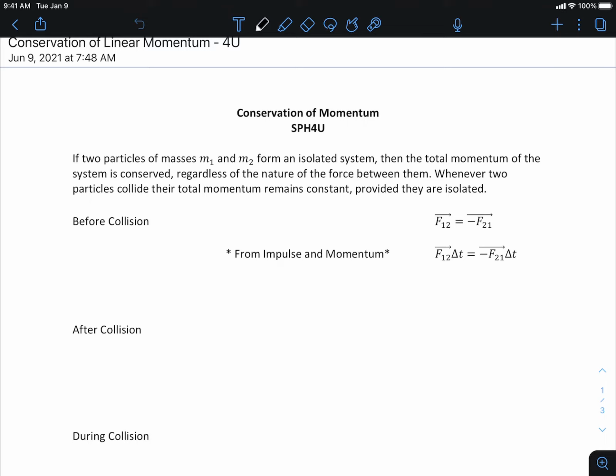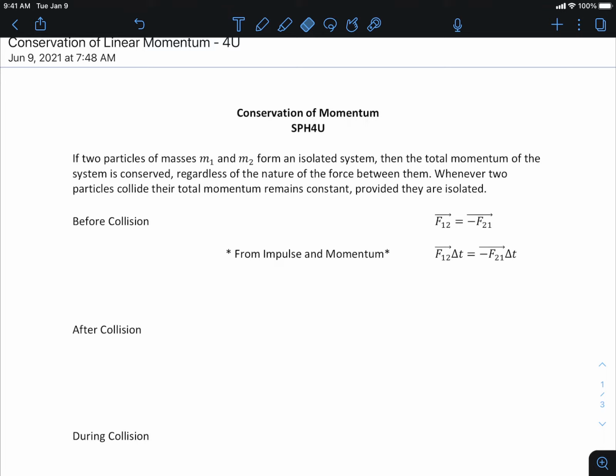Why don't we start with deriving where the conservation of momentum comes from? But why don't we have a look at, we'll draw the diagrams first. Maybe that'll help us contextualize where this stuff's coming from.